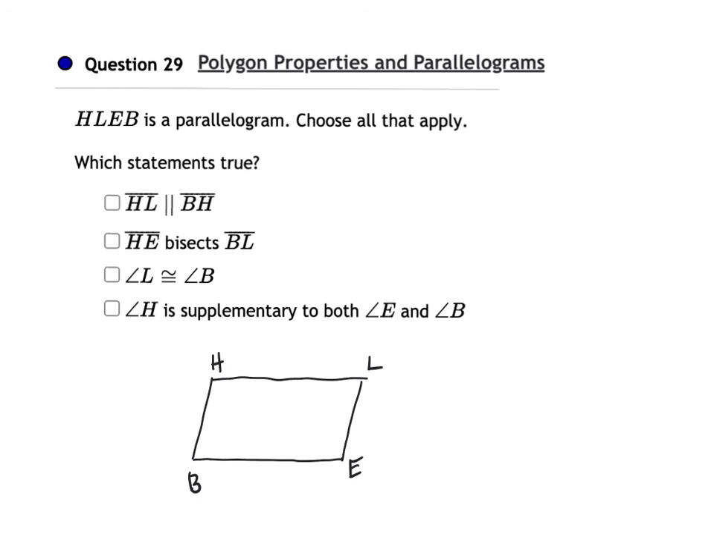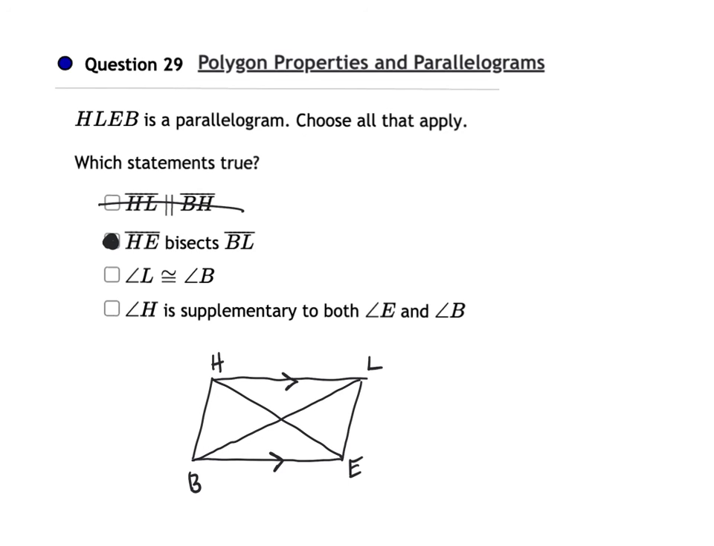HL is parallel to BH. Well, that's certainly not true. We know that HL is parallel to BE. This one's out. HE, that is a diagonal, bisects BL. The other diagonal. And that would be true.